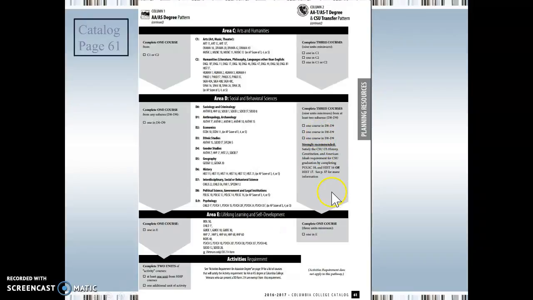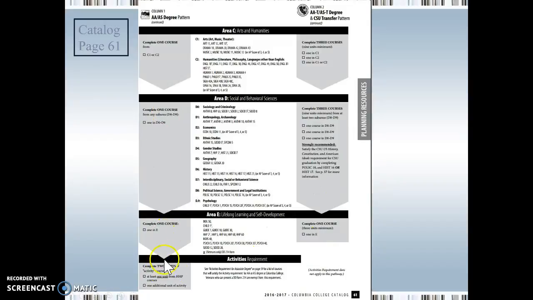Strongly recommend that if you are considering going to a CSU, they have a graduation requirement of U.S. history and U.S. government to meet their American Ideals graduation requirement. And so we recommend that you use this general ed area to meet those requirements. Not required, but recommended, strongly recommended.